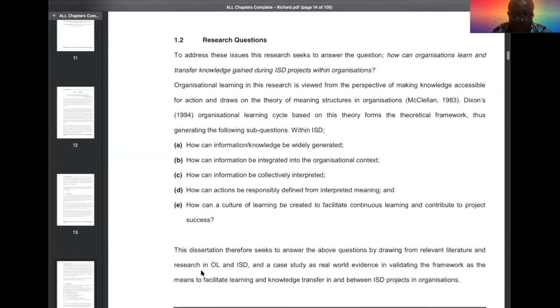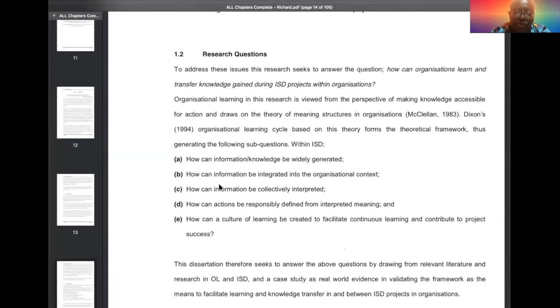I hope you understand what I'm trying to say. So what I've done here is to show you how a theory can actually inform a research question. I'm not saying this is a must. I'm just showing that it helps. If you can link the two together, it helps.